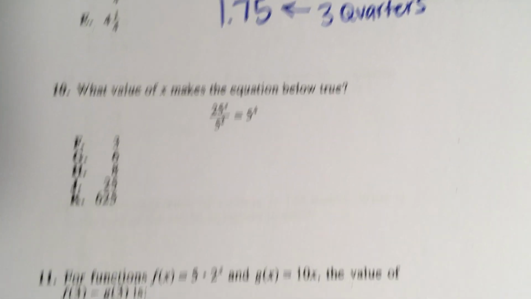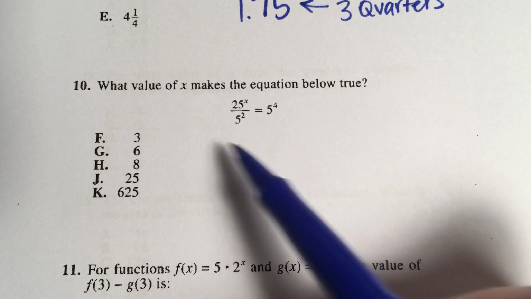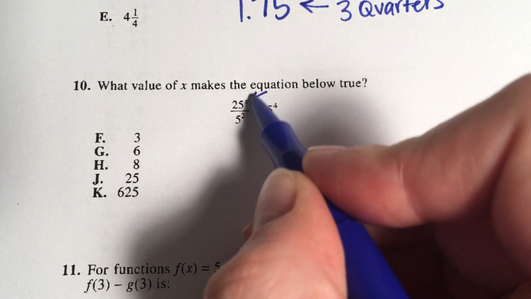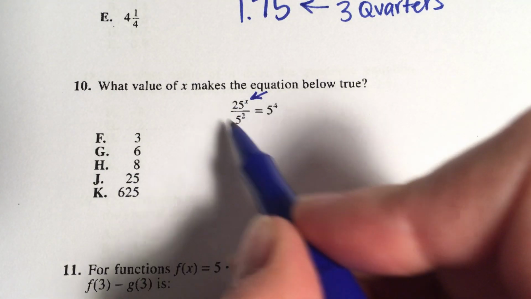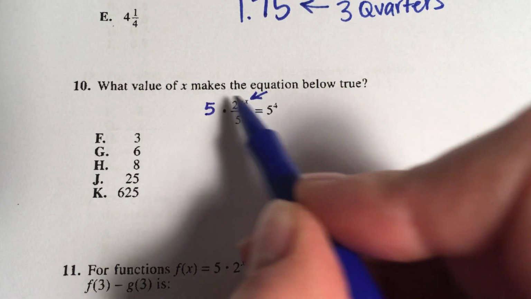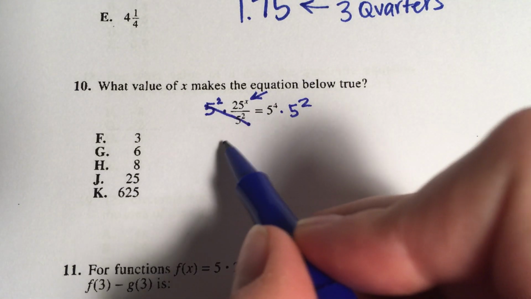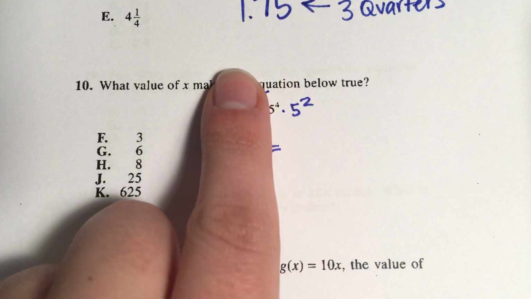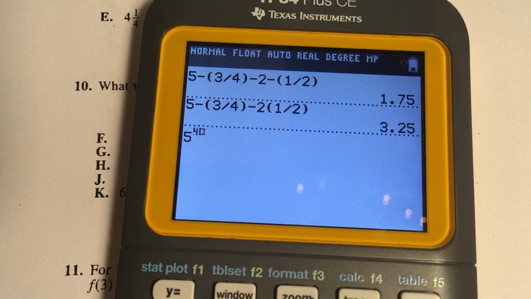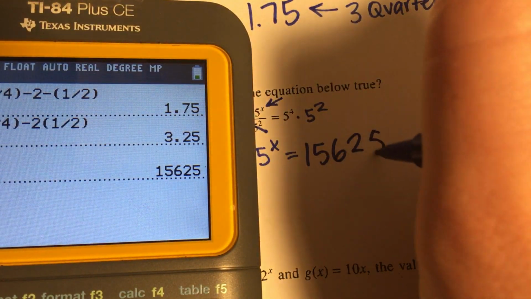Cool. And then finally, for number 10, it says, what value of x makes the equation below true? We have this one here. I can see that this is the x that they're solving for. So in this case, I see division here, so I'm going to actually multiply times 5 squared on both sides. And that's going to cancel the bottom here and leave me with 25 to the power of x is equal to, I'm going to do this side of my calculator since there's no variables, so 5 to the power of 4 times 5 squared. I get that big old number, so I get this here.